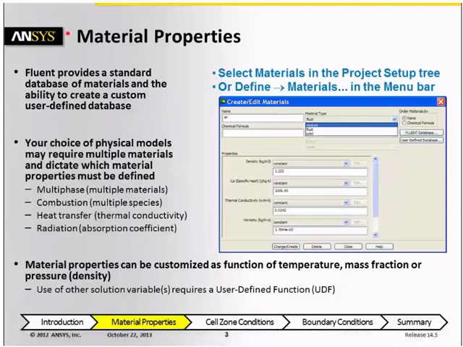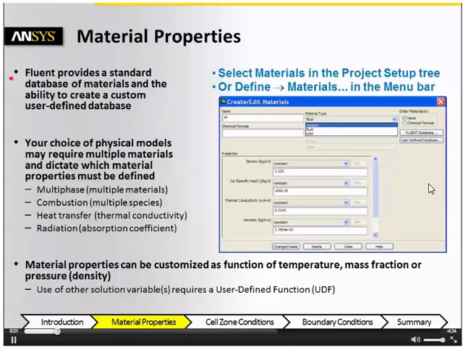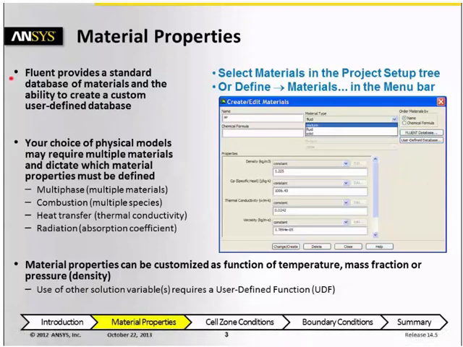Let's begin by discussing material properties. The materials panel in Fluent is shown on the right-hand side of the slide, and it can be opened by selecting Materials in the Project Setup tree or by going to Define Materials in the menu bar. There's an extensive standard database of materials in Fluent, and it's also possible to easily create custom databases of user-defined materials.